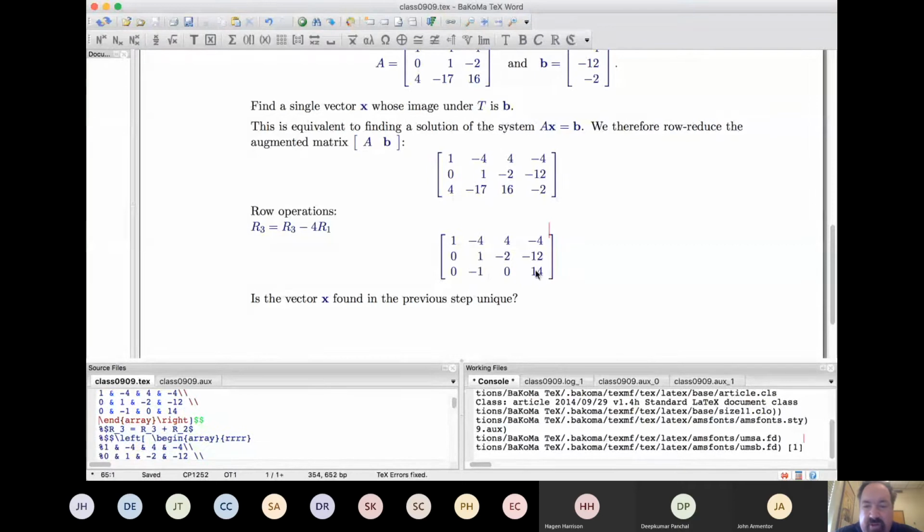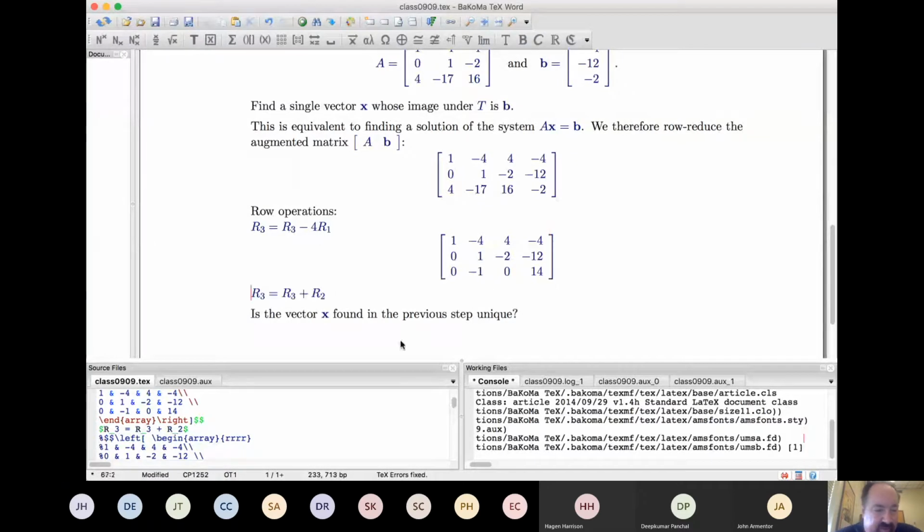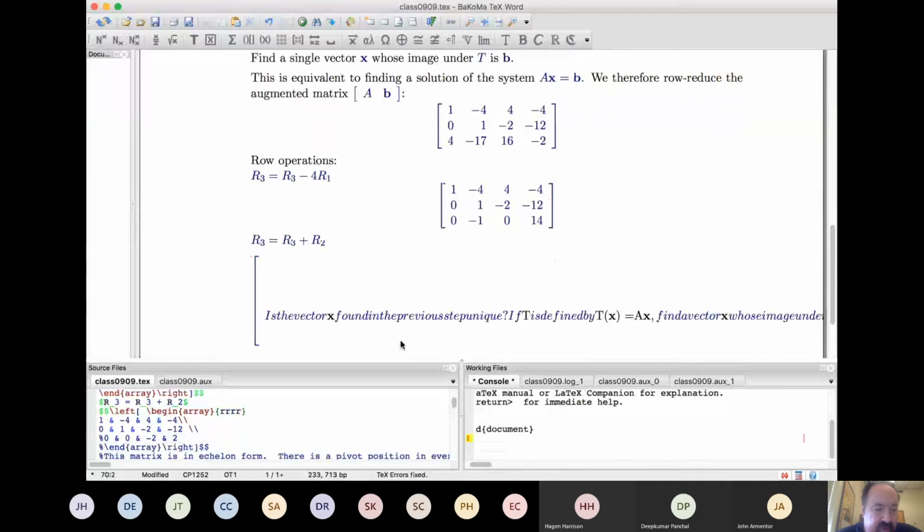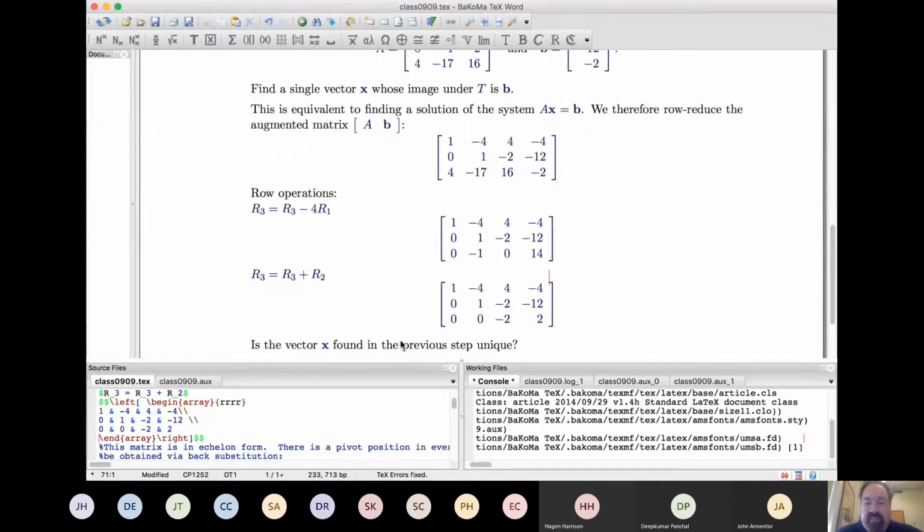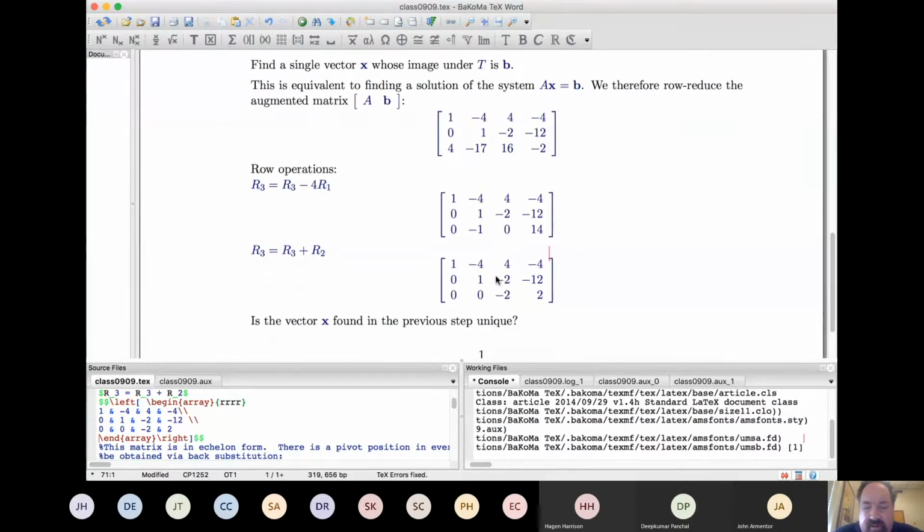And we see that these rows are not parallel to one another. This row is definitely not a scalar multiple of this one. So the system will turn out to be consistent. We can tell that before we go any further.